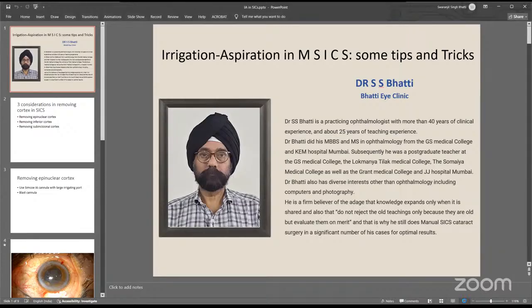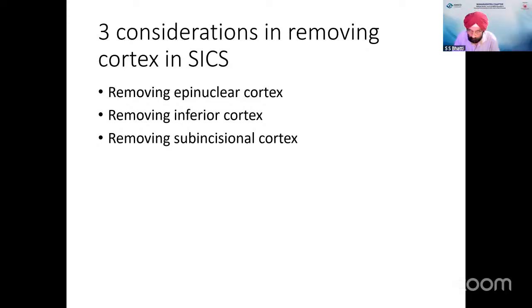I think quite a lot of how to do this has been covered, but I'll just give a few of my views on it, which are not necessarily in opposition to what you've heard, but are complementary. In some ways, they support them. Sometimes they may slightly differ. Now, when you want to do cortex removal in SICS, there are basically three considerations.